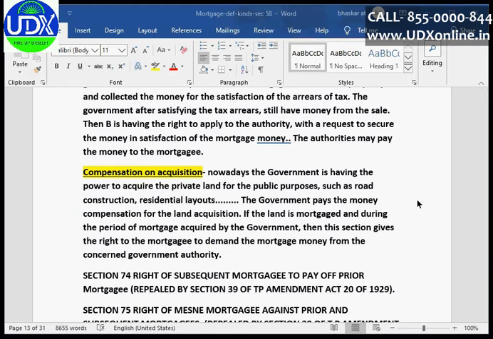Consider one Mr. A. He is the owner of an agricultural land. He has mortgaged the land to Mr. B for a good amount, for many years. For 20 years, let us presume. So Mr. A has mortgaged the land to Mr. B for 20 years.